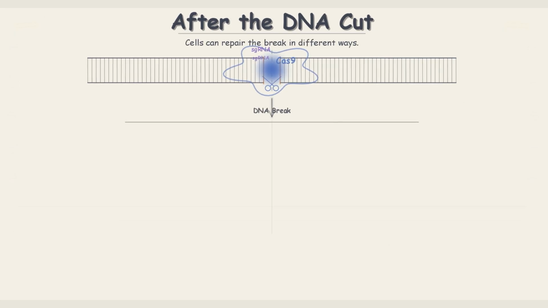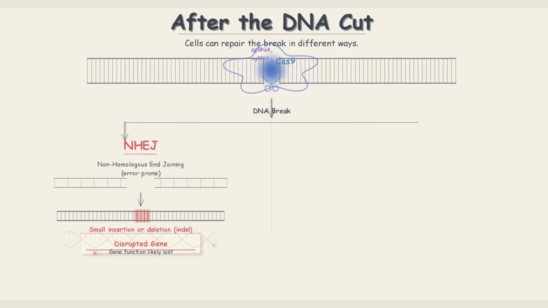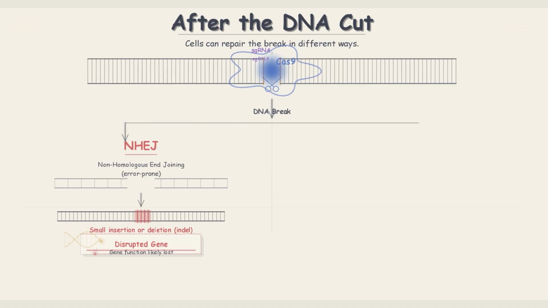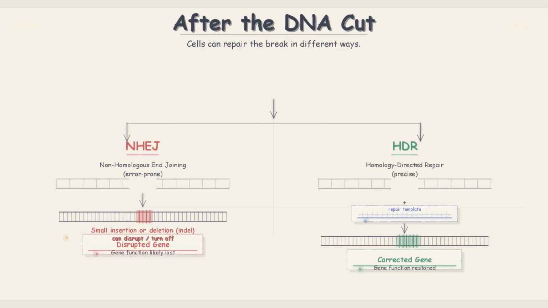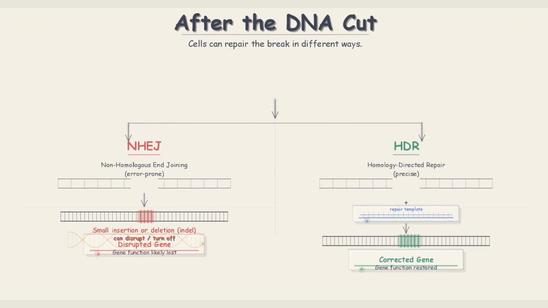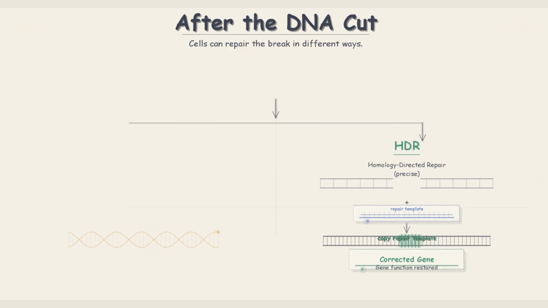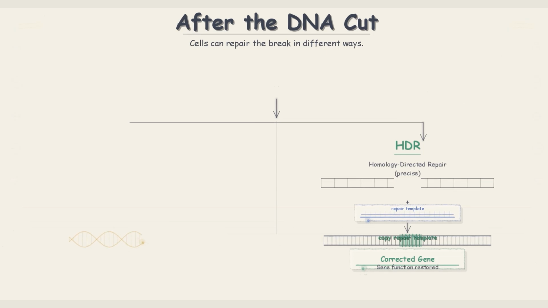After the cut, cells can repair the break in different ways. One path is NHEJ, a quick repair that often adds or removes tiny pieces. That can disrupt a gene and turn its function off. Another path is HDR, which can copy a supplied repair template. HDR can replace a faulty section with a corrected version. So the same cut can lead to different editing outcomes.